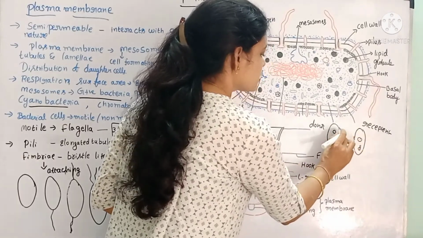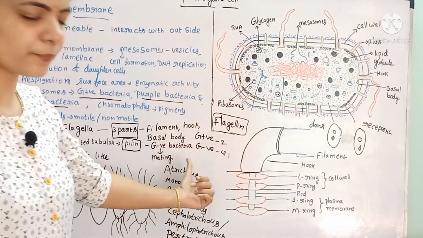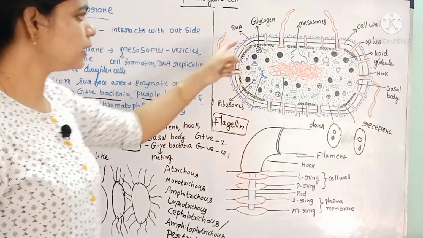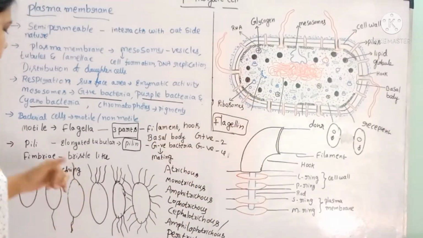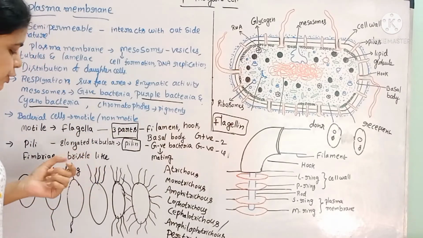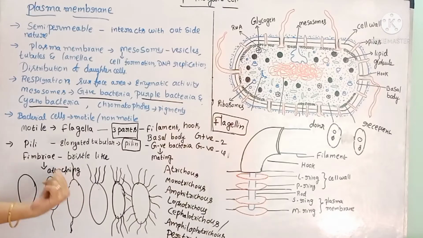So for that process, this pili will help in gram-negative bacteria during the mating process. And another one is the fimbria. Fimbria are also one of the surface structures present, like the pili, but these are small bristle-like structures. The main purpose of these fimbria is for attaching.